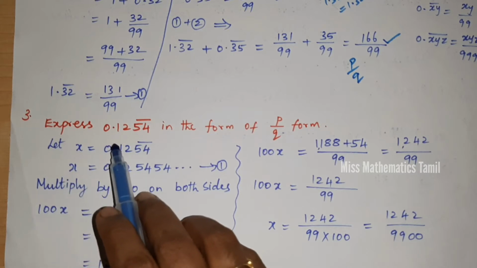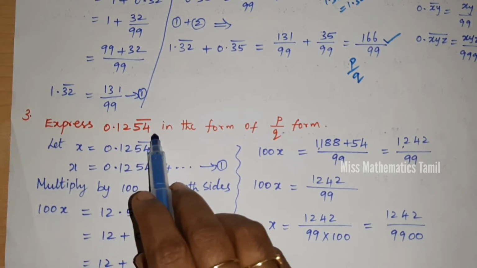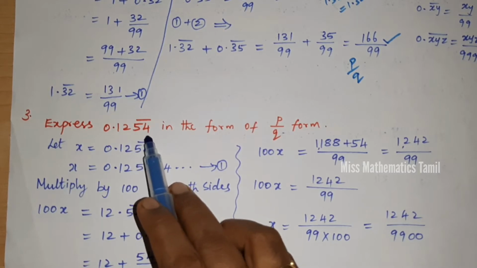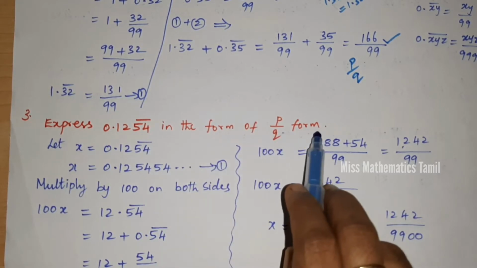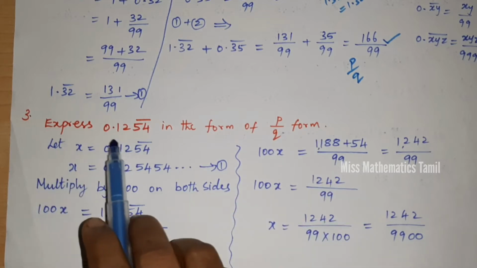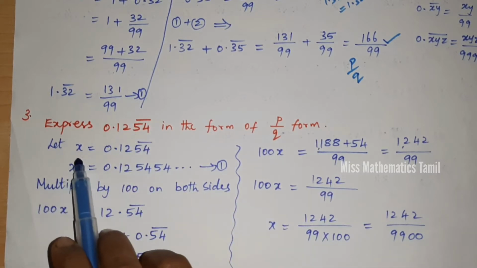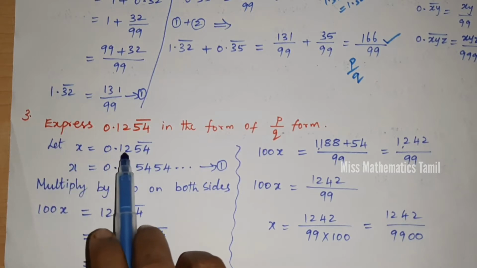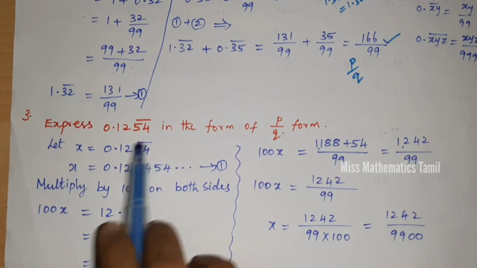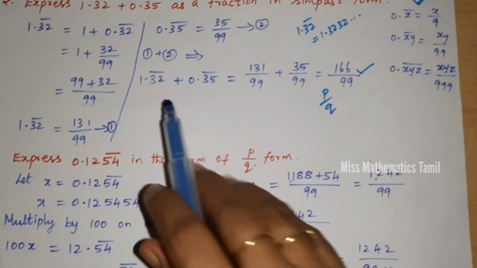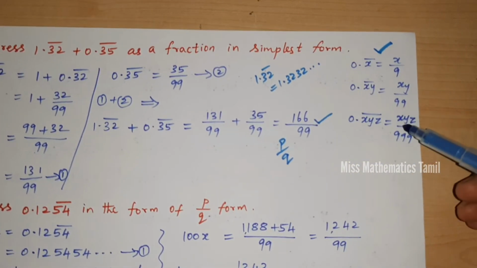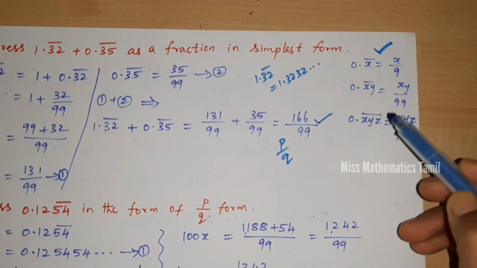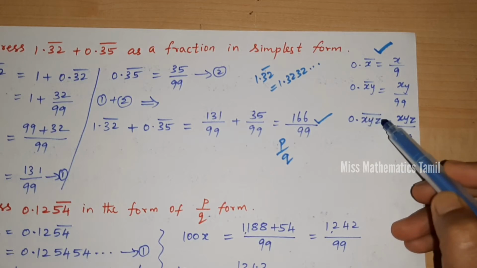Express 0.1254 bar, the bar only for 5 and 4, in the p by q form. In the given question, let x is equal to 0.1254 bar. Already we discussed: what is the condition for the shortcut? 0 point. After the decimal point, the bar number should start, right?